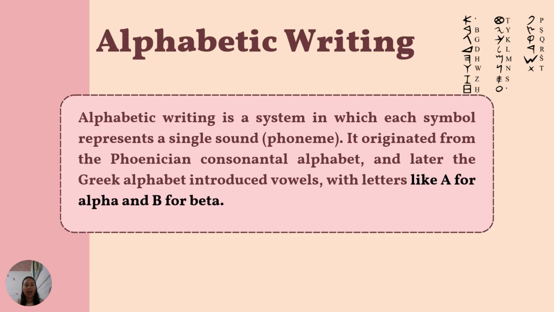The next is alphabetic writing. Alphabetic writing is when each letter represents a single sound, called a phoneme. It started with the Phoenician alphabet, which only had consonants. Later, the Greeks added vowels, like A for alpha or B for beta, to make reading and writing easier.